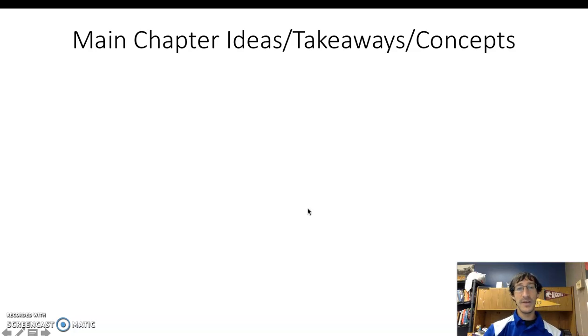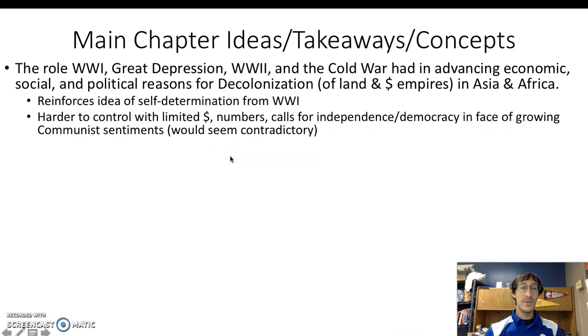So what we want to take away from and hopefully understand in the context of this chapter, okay, is understanding the role that World War I, the Great Depression, World War II, and the Cold War, coming up a lot, had in advancing economic, social, and political reasons for decolonization, both of land and also the money empires. So thinking about this in terms of neocolonialism and corporations and businesses and their impacts on decolonization in Asia and Africa. So we have to understand that this also reinforced the ideas of self-determination starting back from World War I and even beyond that with nationalistic movements.